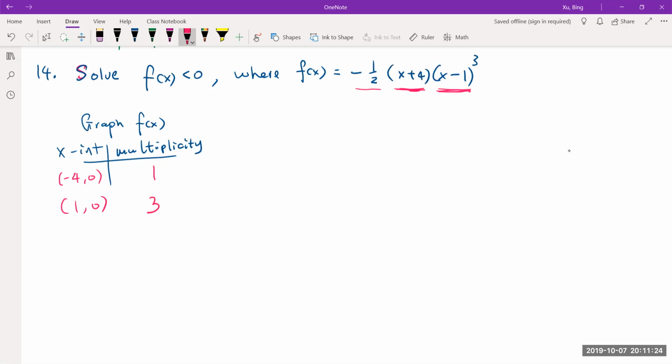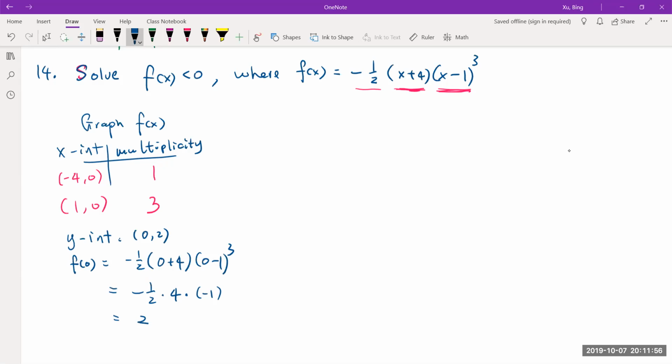Okay. Y-intercept. Now, what is the y-intercept? Well, make x equal to 0. What is f of 0? That is negative 1/2 times 0 plus 4, times 0 minus 1 cubed. Negative 1/2 times a positive 4 times a negative 1. Right, so negative times negative is positive, positive 2. So (0, 2). Okay, that's the y-intercept.